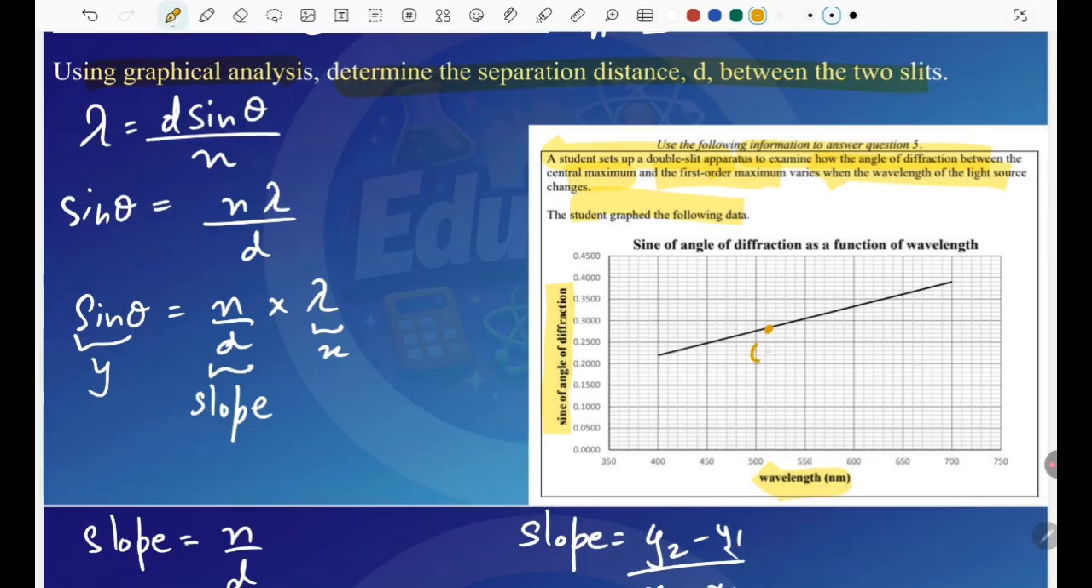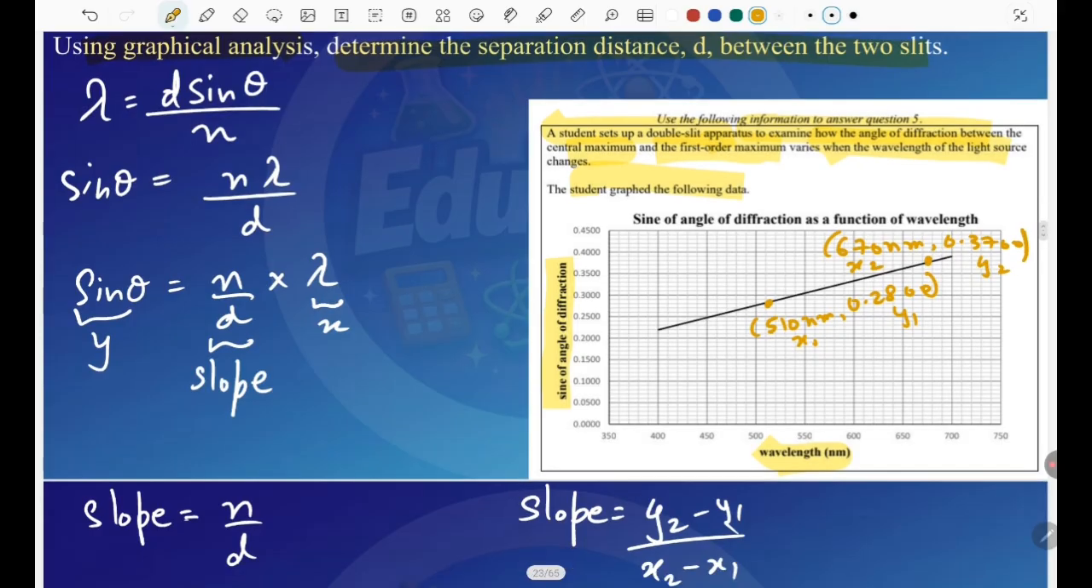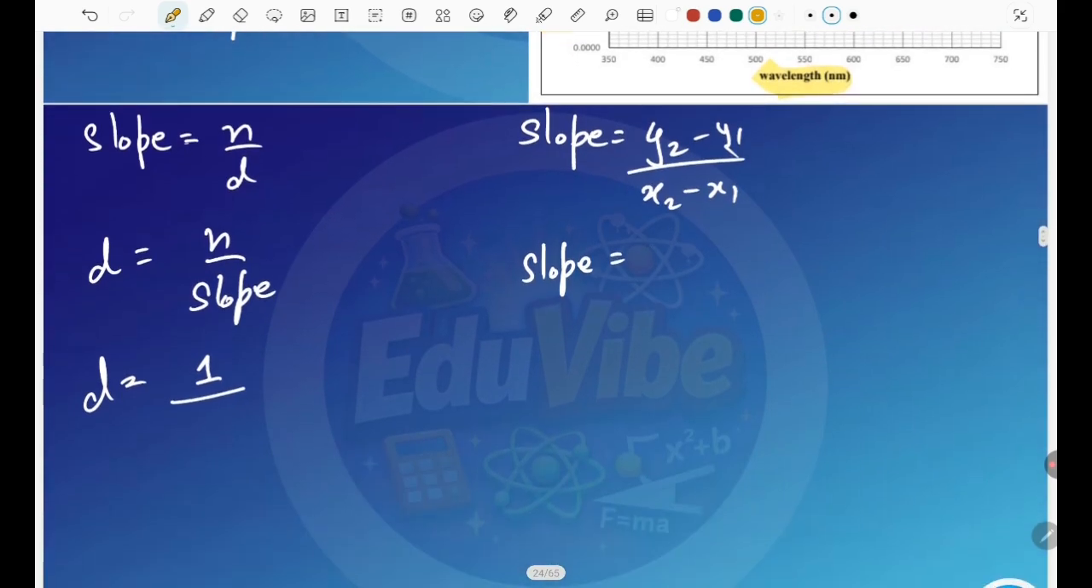So this is like 510 nanometers and 0.2800. This is x1, this is y1. The nanometer should be there because we have a wavelength. And the other point I take is this point, 670 nanometers and 0.3700. So this is your x2, y2. Put those points in.